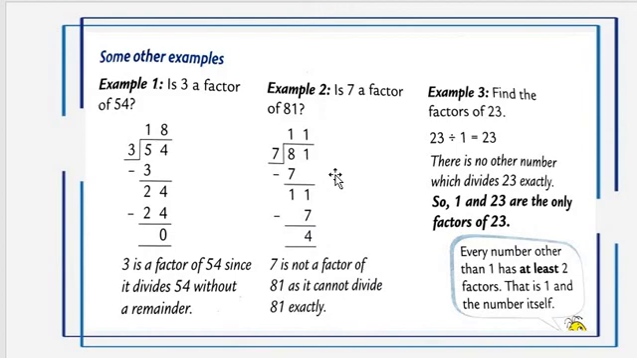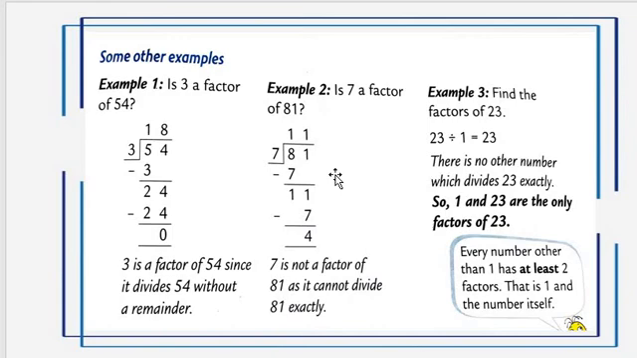Okay, so 23 has no other factors, because no other number divides 23 exactly. 23 will come only in table number 23, where we multiply with 1 itself. So 1 and 23 are the only factors of 23. In any other table, 23 will not come. That's why only 23 and 1.